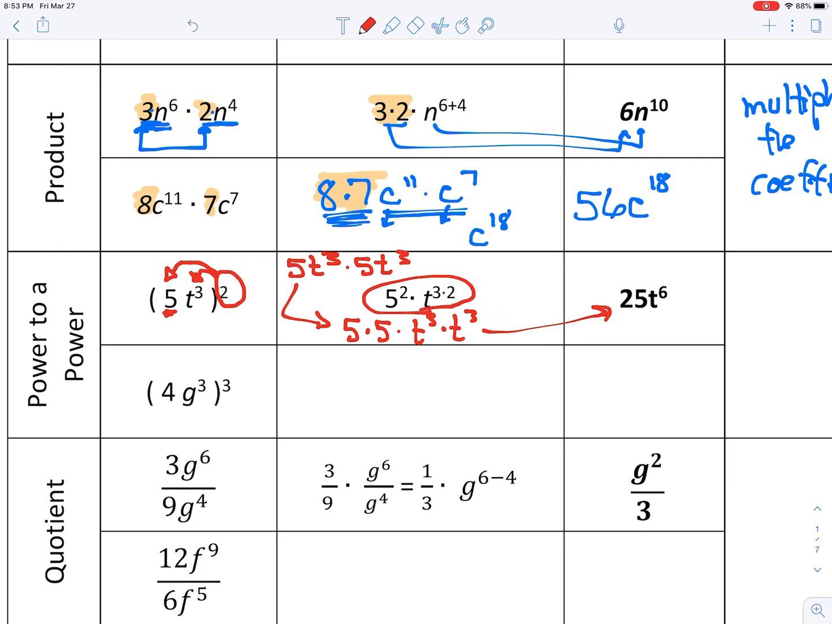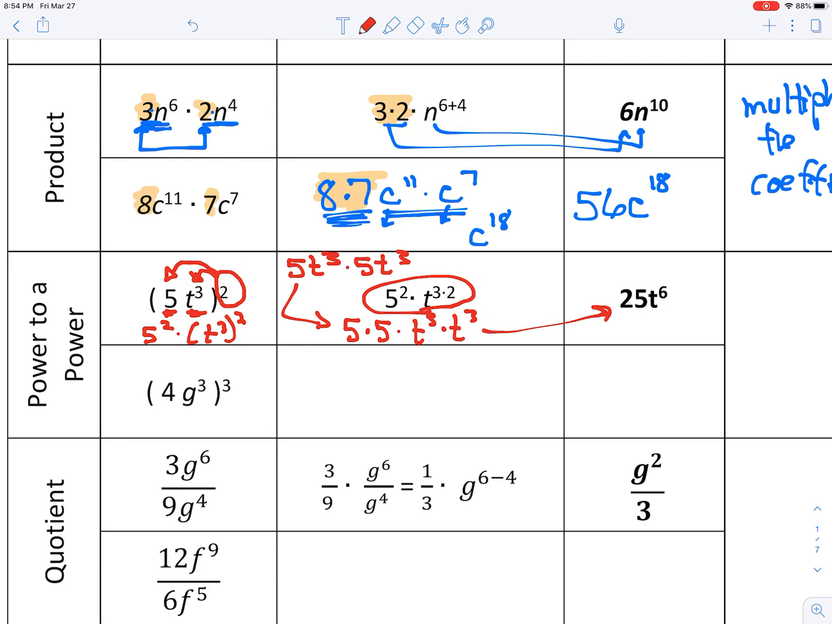So this 5 gets squared, and the t cubed also gets squared. So it could be like this: 5 squared times t cubed squared. And you just got to be careful that we're squaring something again. 5 squared is 25, and t cubed squared really means t to the 6th. If in doubt, you could write it out.